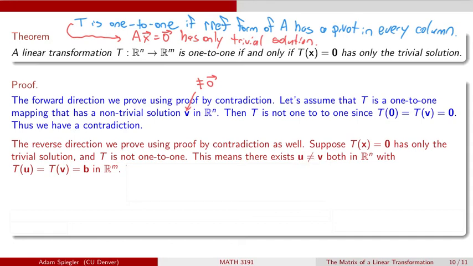So we have two different vectors in the domain which get mapped to the same image in the codomain. So we're going to assume that when I apply transformation T to u and I apply transformation T to some other vector v, these two vectors both have the same image, which we'll call this vector b, in the codomain. And let's see how this is going to lead us to another contradiction.